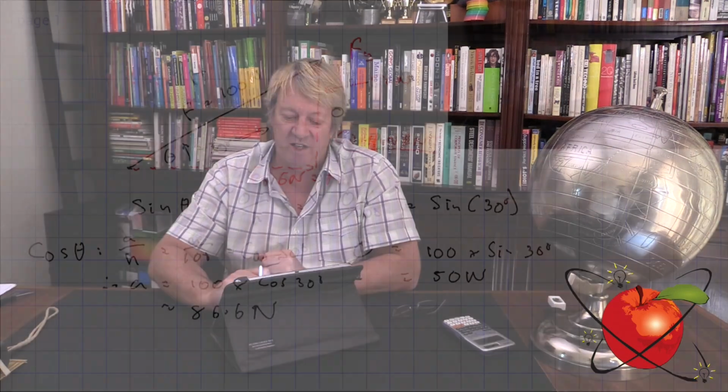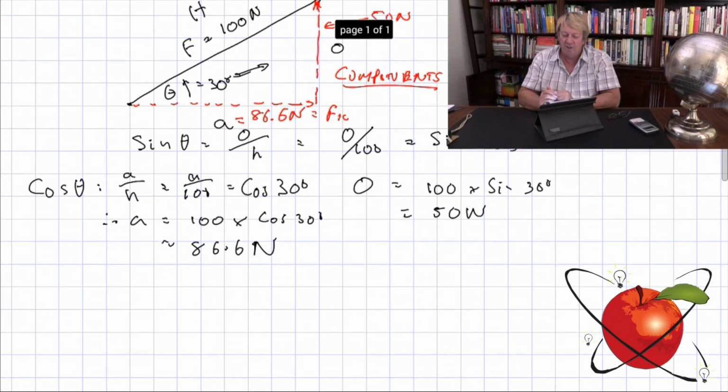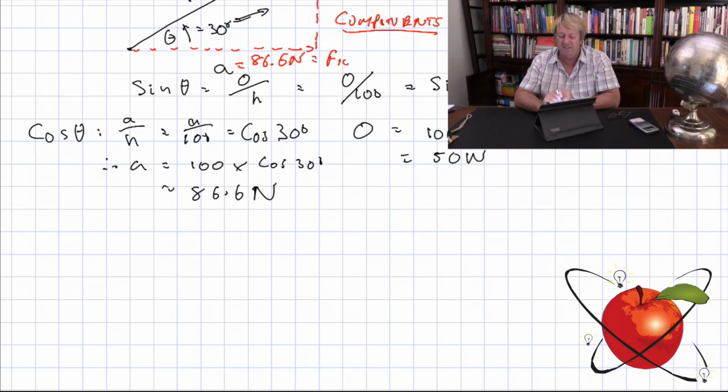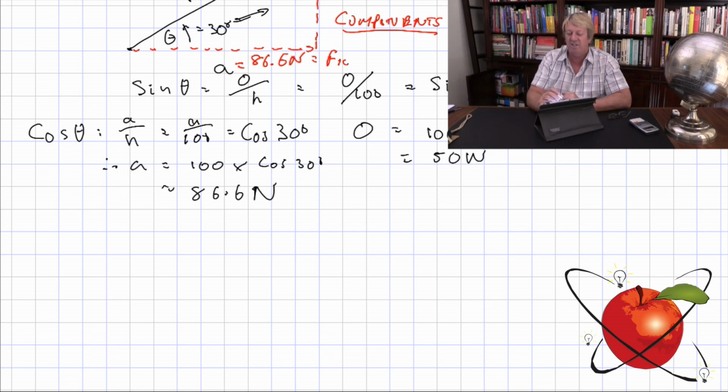So let me move my screen up slightly. You can see that we've got here a 50 and an 86.6. If you remember back to the previous session, what did we do? We took two forces, a force in this and this direction, and we added them together using the vector method. In other words, we used Pythagoras. We said 86.6 squared plus 50 squared, and we took the square root. Now, if we did that, we'd get back to the same.